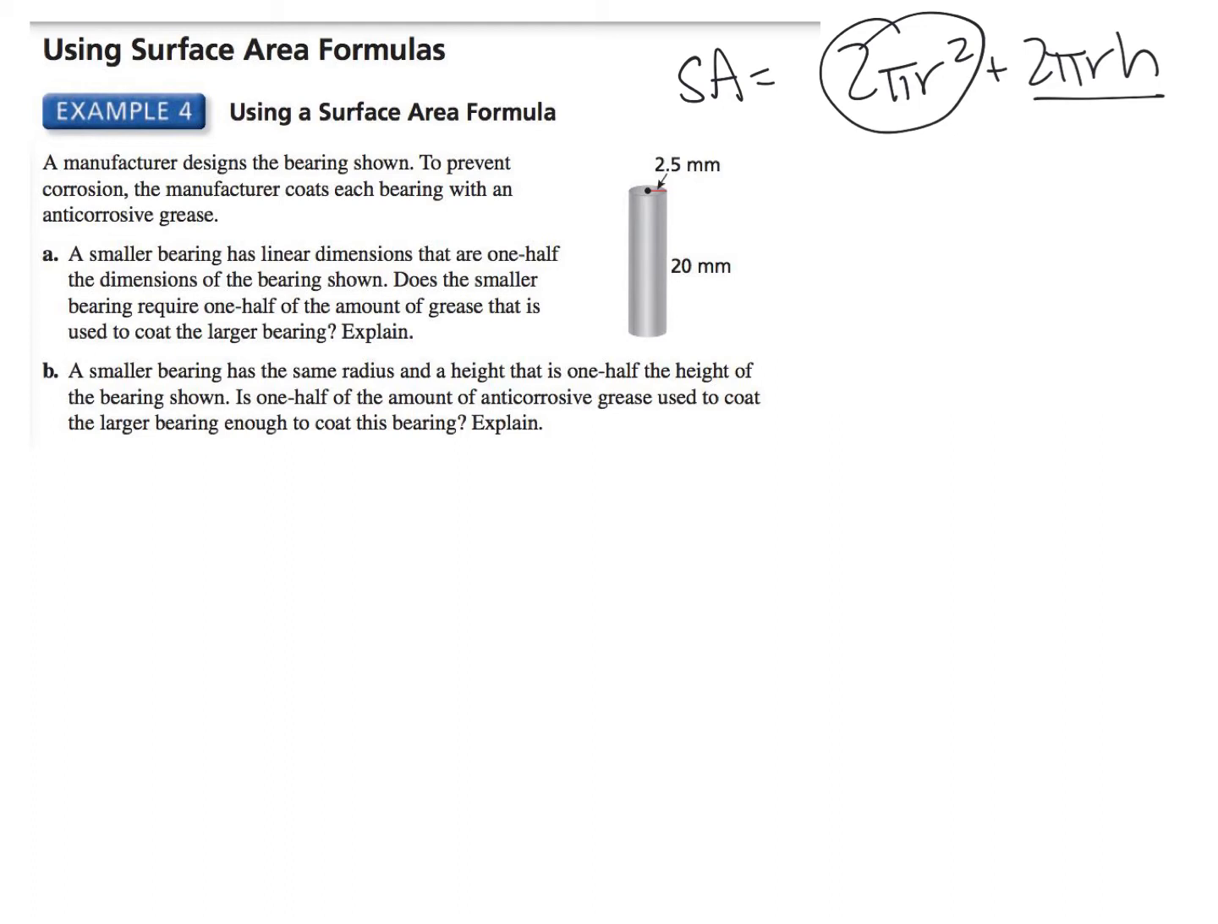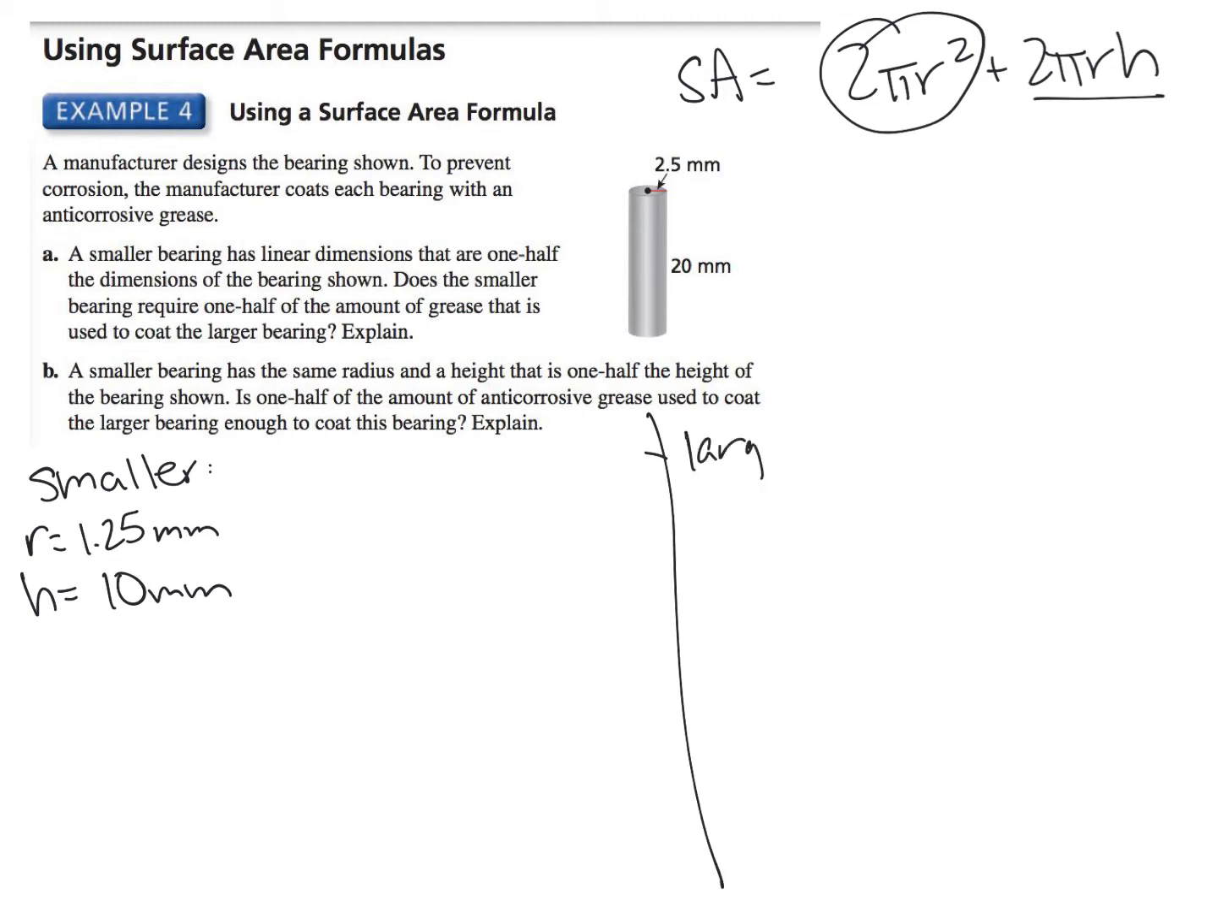Understanding the formula is something you guys have kind of done in the past, but right now let's look at the smaller bearing first. It is half the dimensions, so the radius is half and the height is half. So our radius is 1.25 millimeters and our height is 10 millimeters. For the larger, the radius is 2.5 millimeters. You can say larger or the regular. Those are both correct. And then the height is 20.